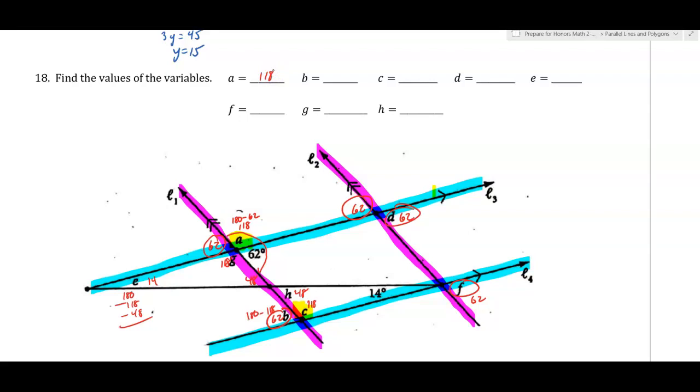So A is 118. B was, where's B? Oh, that's 62 degrees. C is 118. D was 62. E was 14. F was 62. G, 118. And then H would be 48.